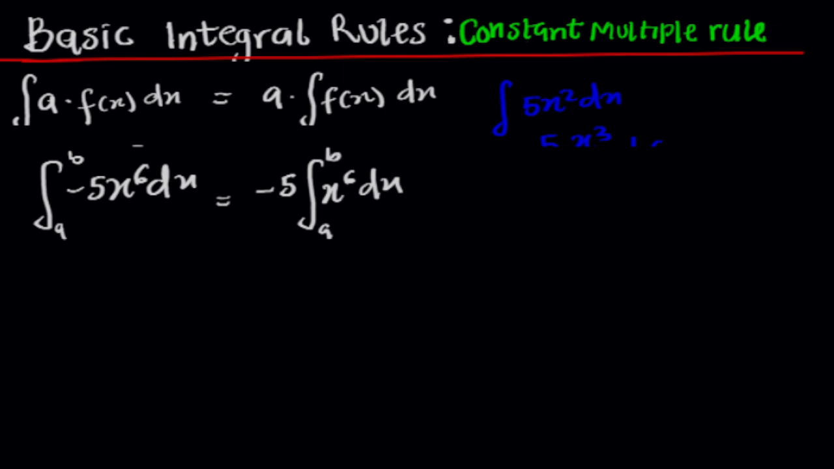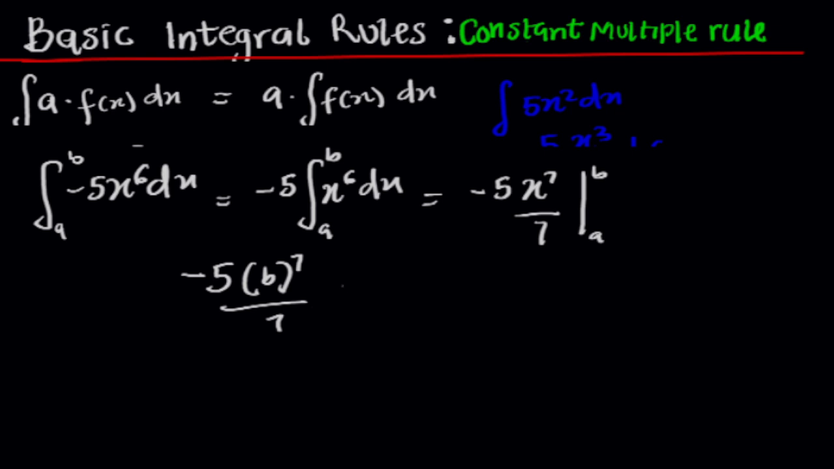So from there, if you go ahead and integrate this, we're going to have minus 5x to the power 7 divided by 7 from limit a to b. In this case, we're going to have minus 5 into bracket, when x is equal to b, we put it inside, x to the power 7 divided by 7. Then here we're going to have minus again 5 into bracket, when x is a, we put it inside, x to the power 7 divided by 7. So that's just it.